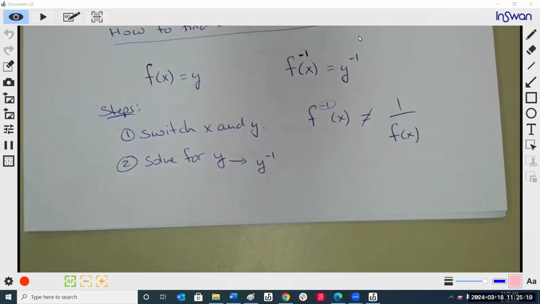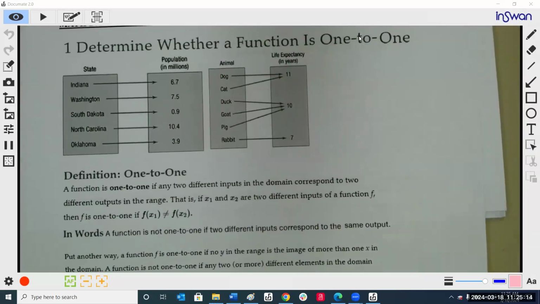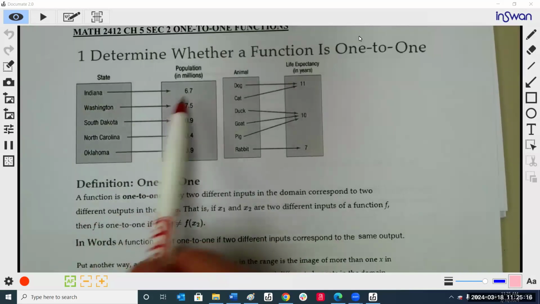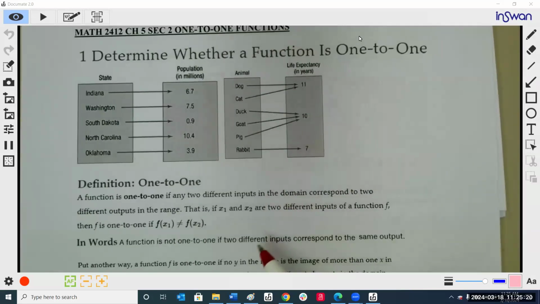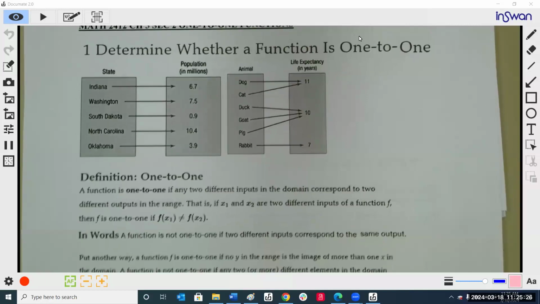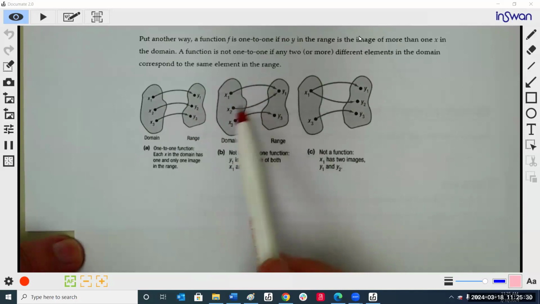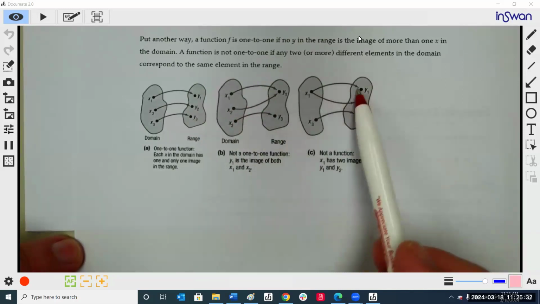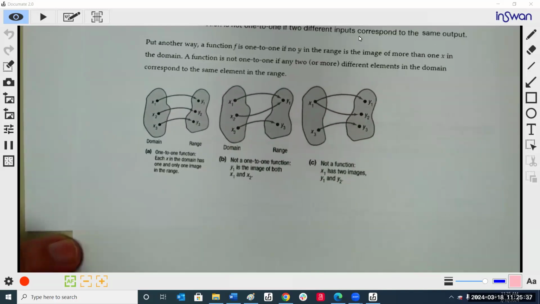Okay, you also see in your sheet examples of one-to-one. This is one-to-one. This is also one-to-one, because for each one of these inputs, they all go to only one output. This is one-to-one. This is one-to-one. This is not one-to-one. In other words, each X can only have one arrow out of it.